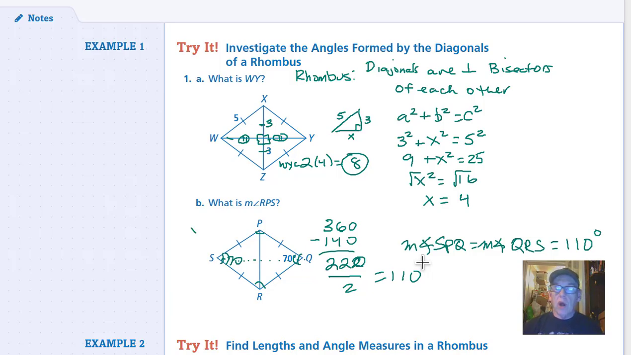Now let's see what they're asking us. They're wanting to know what RPS is. RPS is half of this 110 degree angle. And since this diagonal bisects this 110 degree angle, each half of this is going to be 55 degrees. So the measure of angle RPS is 55 degrees.